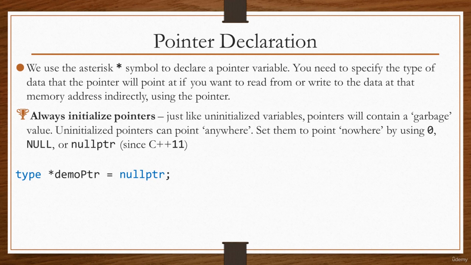So if it's null, that means it's pointing nowhere. If it's uninitialized, so it just contains some garbage, that means it can point to anywhere. It can point to some memory address that you have no business accessing. So instead of pointing anywhere, you want to set your pointer to point either nowhere by setting it to null, or you want to set it to a specific address right off the bat. So pointing to some address of some variable or function.